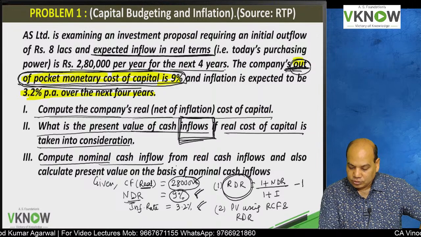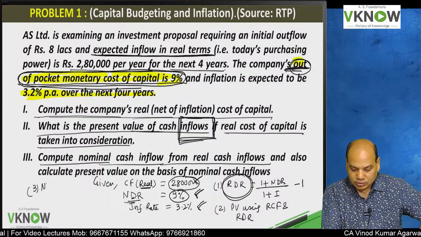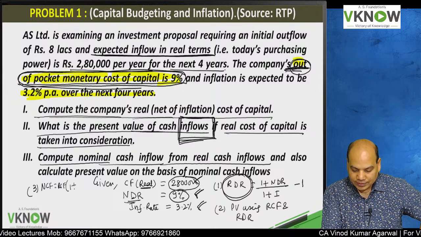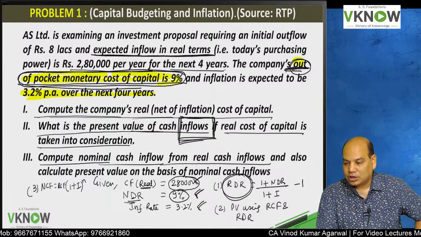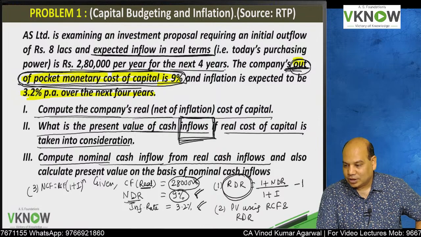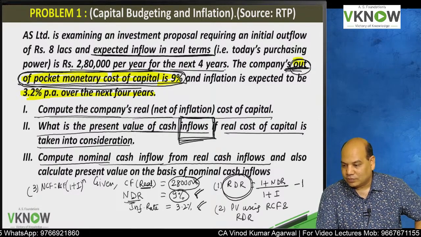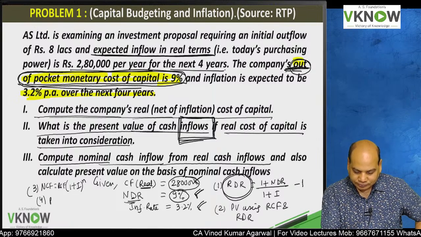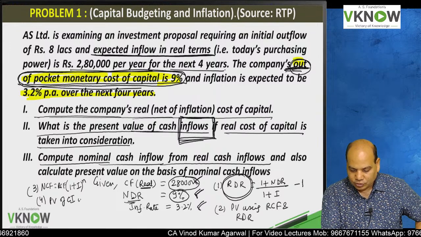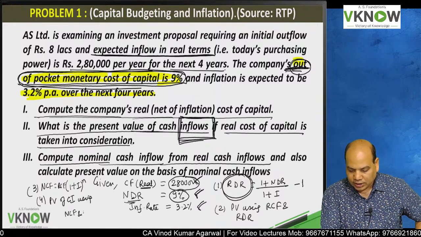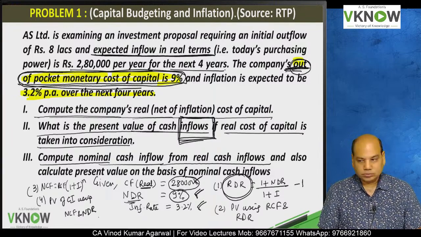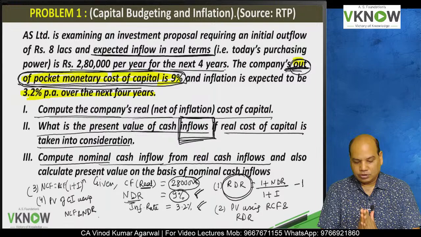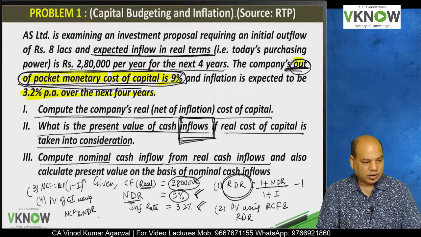compute nominal cash inflow from real cash inflow. Oh my god, one more time you have to solve. You have to convert real cash flow into nominal cash flow by using the formula: nominal cash flow equals real cash flow into (1 plus i) to the power n. Also calculate present value on the basis of nominal cash inflow, and then PV of cash inflow using nominal cash flow and nominal discount rate. This is the question from RTP. Very basic and fundamental question, should not take more time.